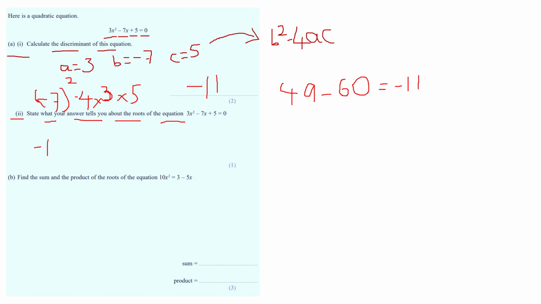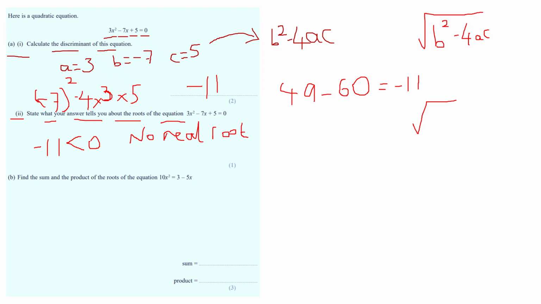Well, because the discriminant we worked out in part (a)(i) is less than 0, it means we have no real roots, so no real distinct roots, because you can't square root a negative. Remember, the b squared minus 4ac is underneath, or inside, the square root, and we can't square root a negative number.